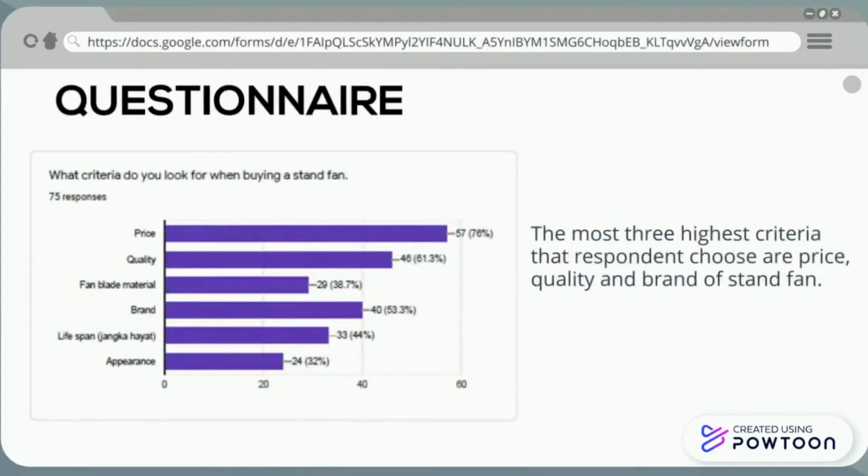In the next questionnaire, what criteria do you look for when buying a stand fan? Of all the 75 respondents, 57 of them said that price is the main criterion they look for when buying a stand fan. Second will be quality, third will be brand, and lastly lifespan.